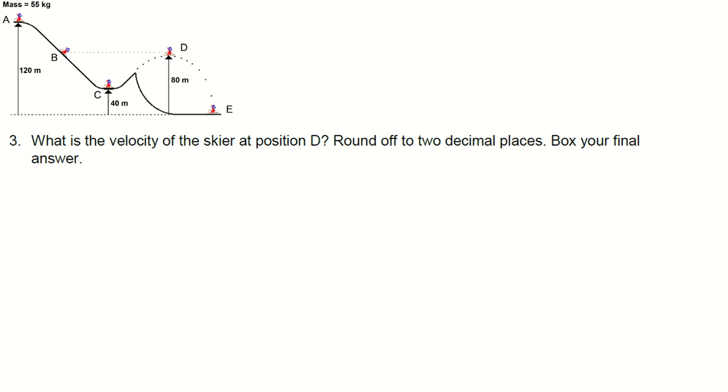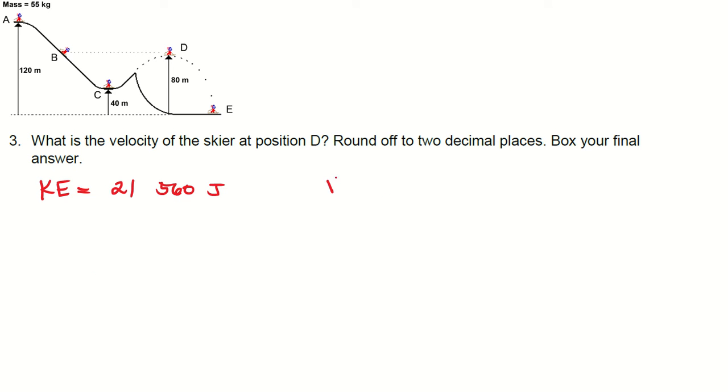Problem number 3 asks for the velocity of the skier at position D. Now remember, since the skier has the same potential energy at position B and at position D, they should have the same kinetic energy at this position as well. We already found the kinetic energy of the skier at position B. It turns out to be 21,560 joules. So we can use this value to solve for the velocity.